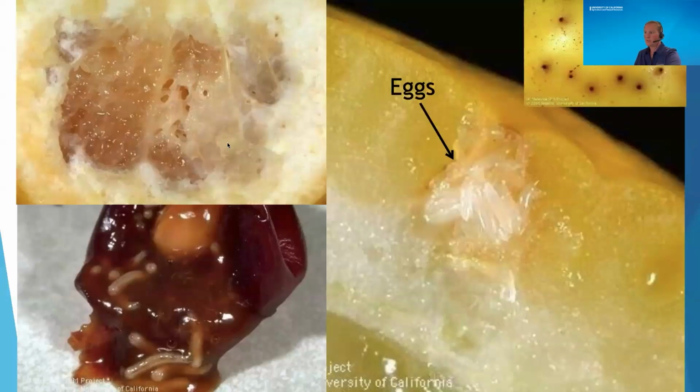Here are some examples. Again, here are those eggs more close up. They're laid just inside, and most of us wouldn't notice that in our fruit. Here are some examples of the aftermath of those maggots eating the inside of the fruits.